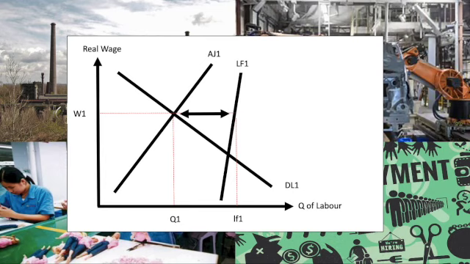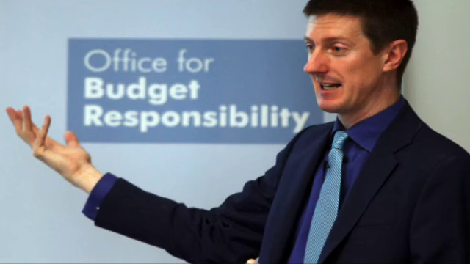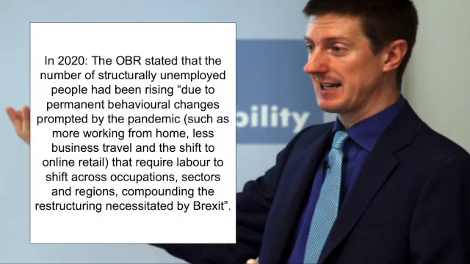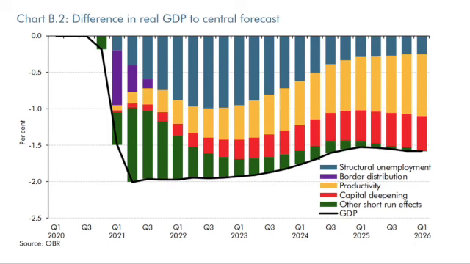And the idea, I suppose, is to try to reduce structural unemployment by decreasing that difference between the AJ and the LF curves. So, structural unemployment in the UK. The OBR reported in 2020 that it had been rising, and the pandemic was a reason, with structural changes to the way consumers are buying goods, for example, such as e-commerce. And in the graph, the blue highlights the impact that structural unemployment can actually have on real GDP.